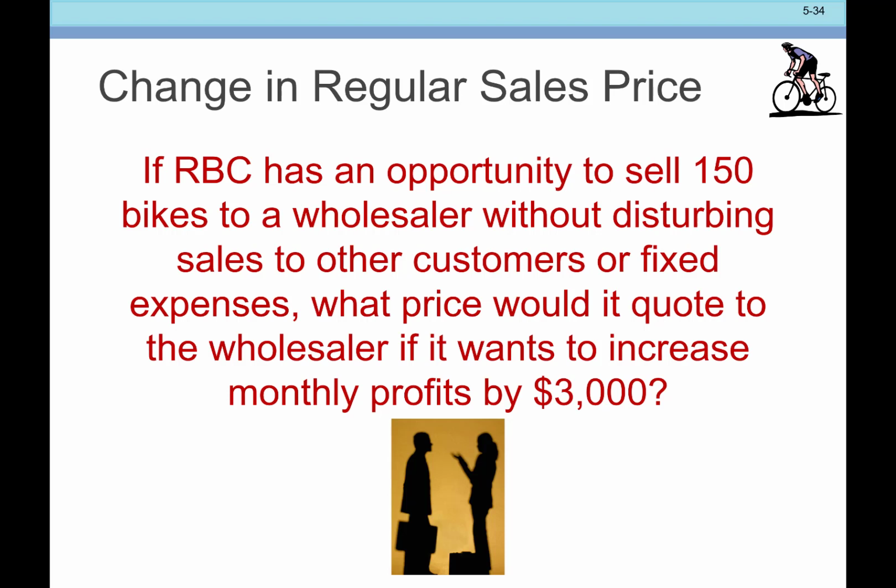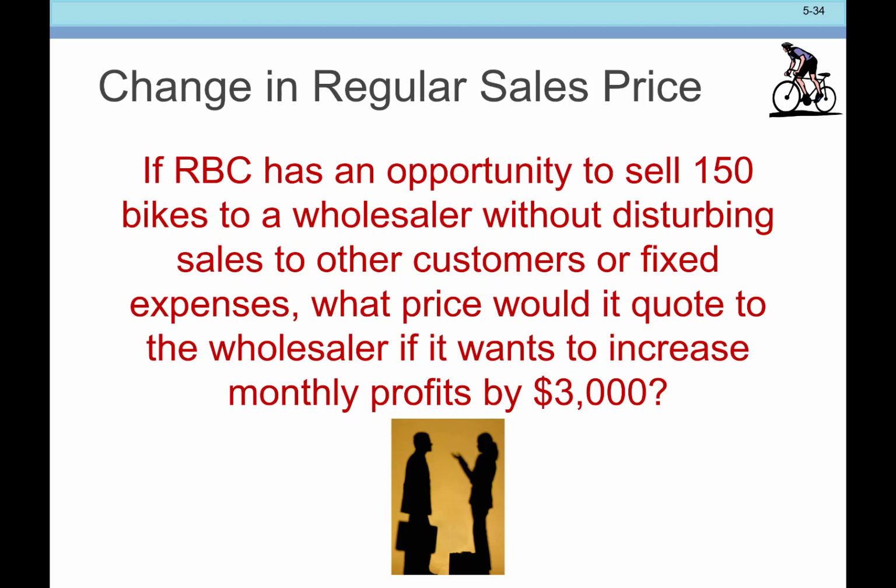Have we already covered our fixed costs? It says it won't affect fixed expenses. We're assuming we've already covered that then, right? So we're covered on our fixed costs. And this person wants to come in and order 150 bikes. And we're thinking, okay, great. We've already covered our fixed costs. We've already made our target profit. We have what? Excess factory capacity.